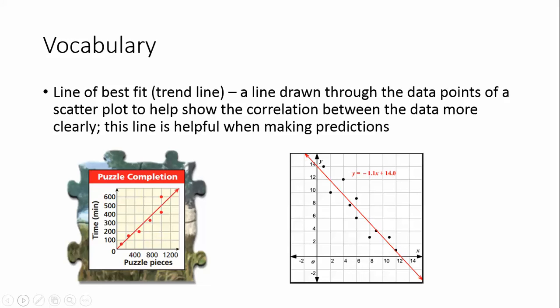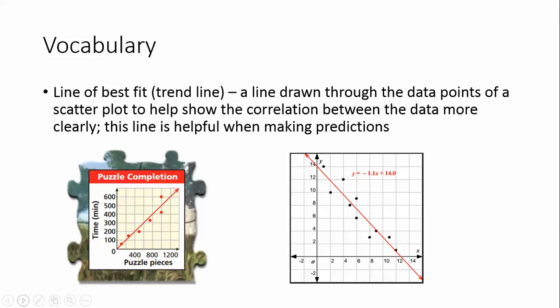So first is a definition. Please make sure you write this down, but a line of best fit, or a trend line, is a line that's drawn through the data points of a scatter plot to help show the correlation between the data more clearly. It's also helpful when making predictions.